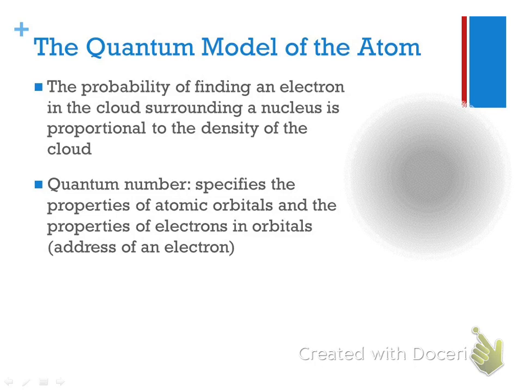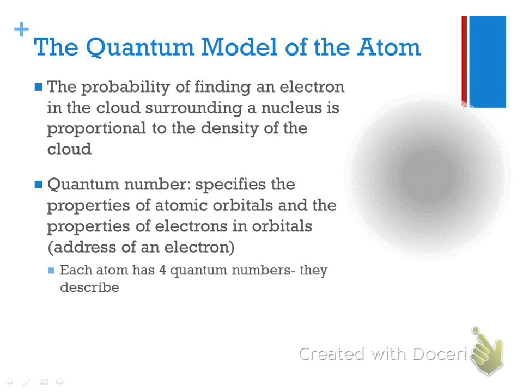Your address has how many parts to it? It has the house number, the street, the city, and the zip code. You have 4 parts to your address. Every quantum number has 4 parts to it also. I'm going to briefly list the 4 parts here, and then we're going to break each of them down into much more detail. If you want to just listen for these first 4 parts, that's fine.